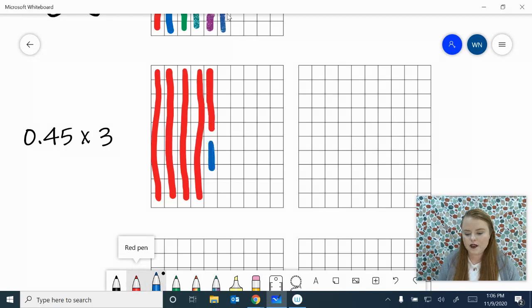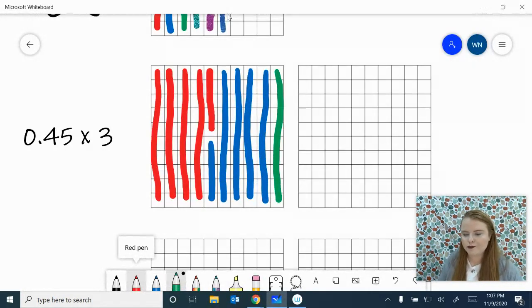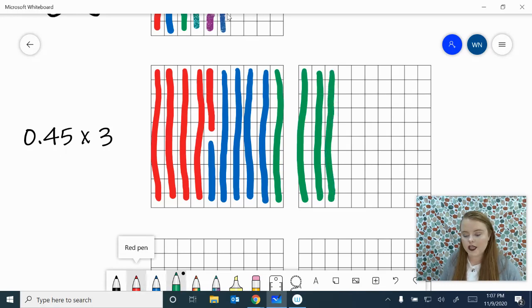Let's do it again. 5, count by tens, 15, 25, 35, 45. We have to do it a third time. 10, but now this one's full. So we have to move on to another one. 20, 30, 40, 1, 2, 3, 4, 5.